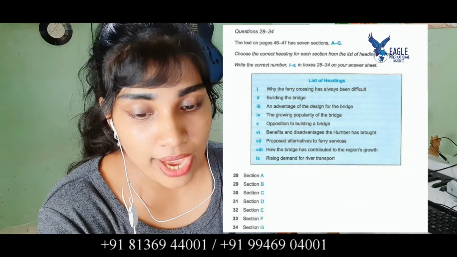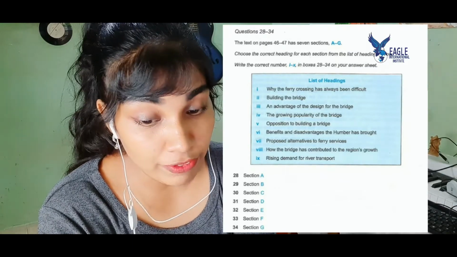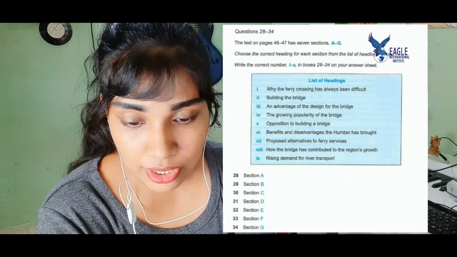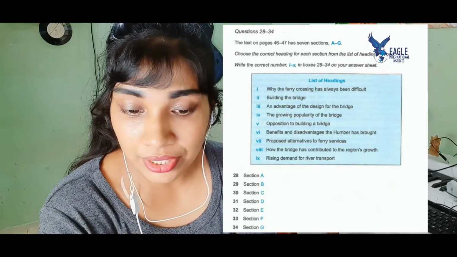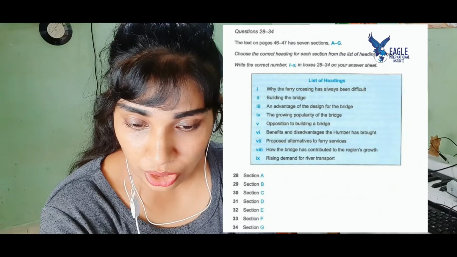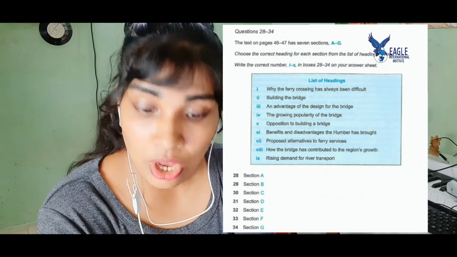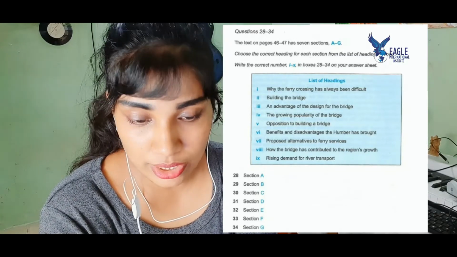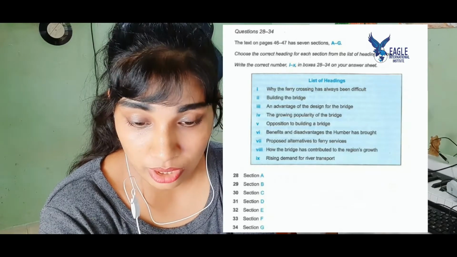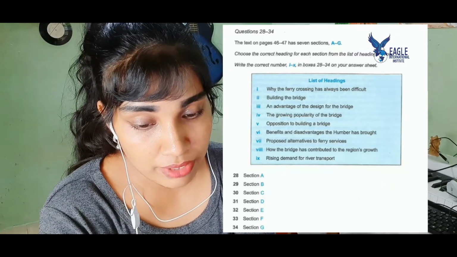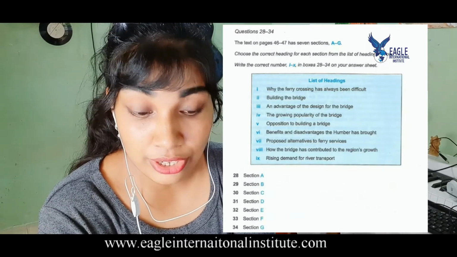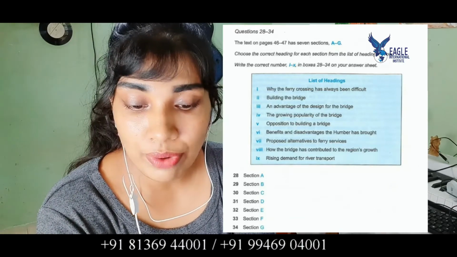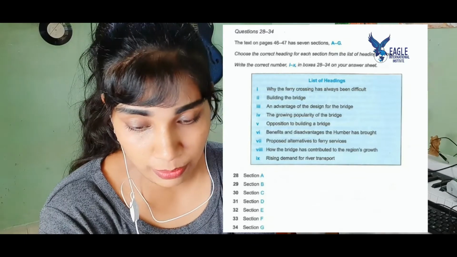First one is why the ferry crossing has always been difficult, building the bridge, an advantage of the design for the bridge, the growing popularity of the bridge, opposition to building a bridge, benefits and disadvantages the bridge has brought, proposed alternatives to ferry services, how the bridge has contributed to the region's growth, and rising demand for river transport.